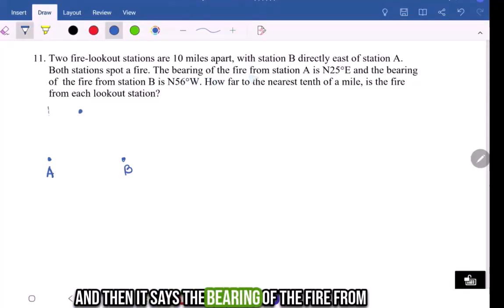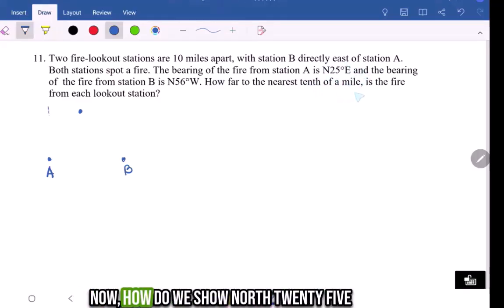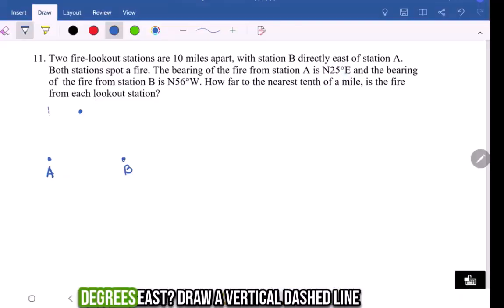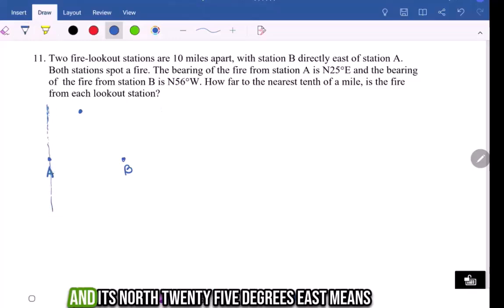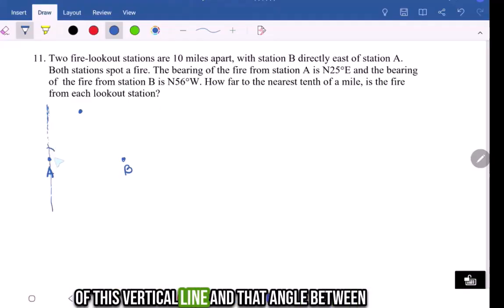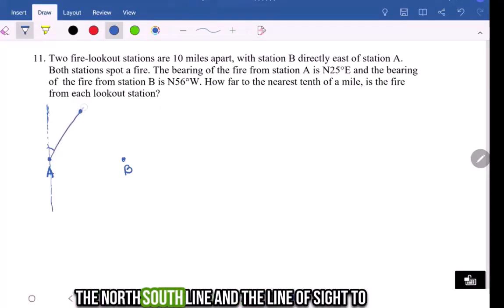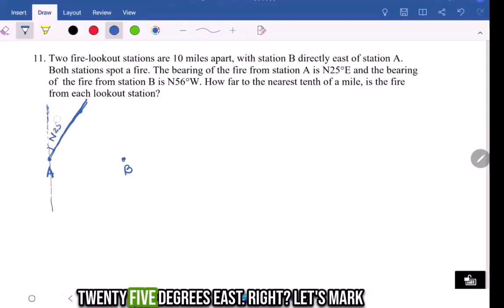And then it says the bearing of the fire from station A is north 25 degrees east. Now, how do we show north 25 degrees east? Draw a vertical dashed line through A, that's the north-south line that passes through point A, and north 25 degrees east means you go 25 degrees towards the right of this vertical line, and that angle between the north-south line and the line of sight to the fire from A is 25 degrees. So north 25 degrees east. Right, let's mark this point as C.